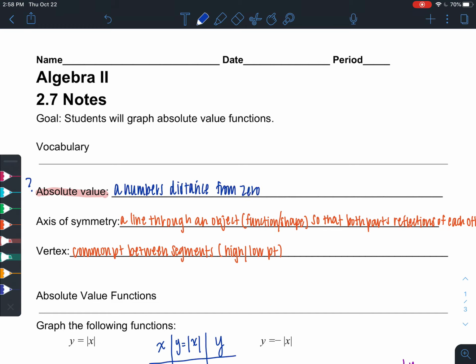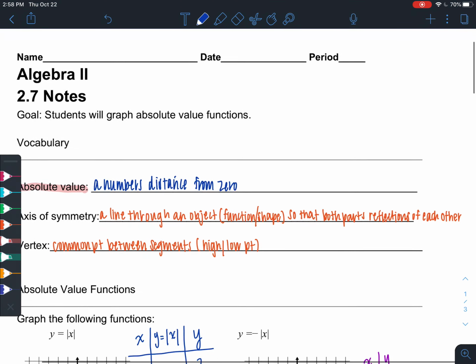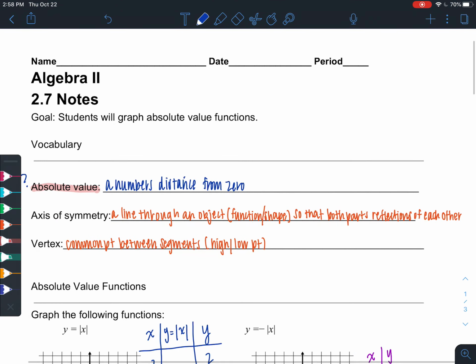The axis of symmetry is a line through an object so that both parts are reflections of each other. And then a vertex is a common point between segments. So if I'm just going to draw a picture, this is a parabola. But down here, this is the vertex. That's that low point, that common point between segments. And then this line that goes through it, that is the axis of symmetry.